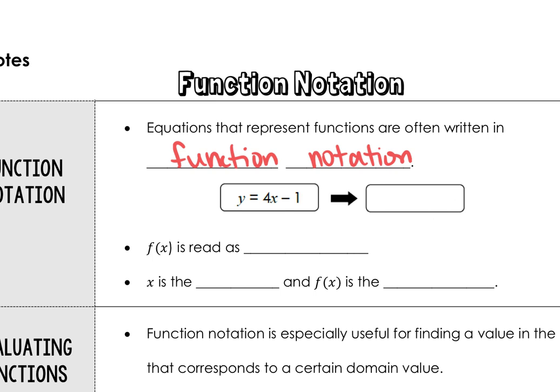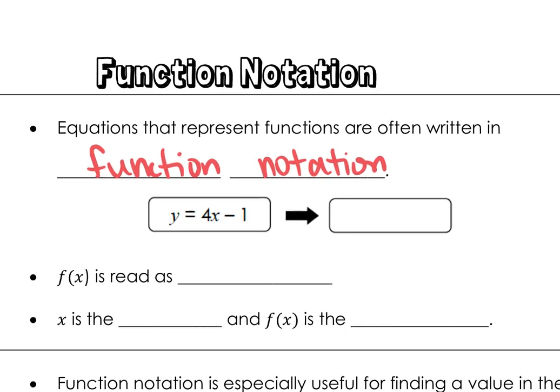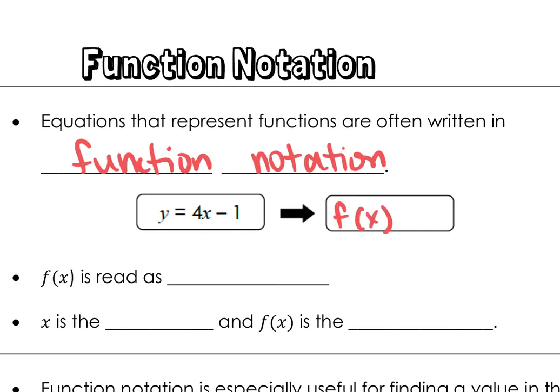In your past, so your middle school life and even the beginning of this year, when you saw equations, you saw equations that look something like this: y equals 4x minus 1. Rewritten in function notation, it just looks like this. So all we've done here when we're writing this in function notation is we've replaced this y variable with this function notation. But those two things mean the same thing.